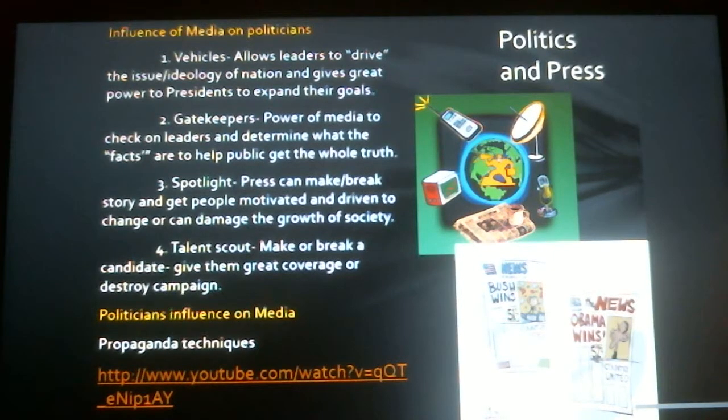This again goes back to the 2016 election, why Donald Trump was so popular. He was a vehicle for the news media. Not that anybody thought this guy was really going to get anywhere, but he was great for coverage, and he was great for numbers for the news media. That's why they went with him so much.